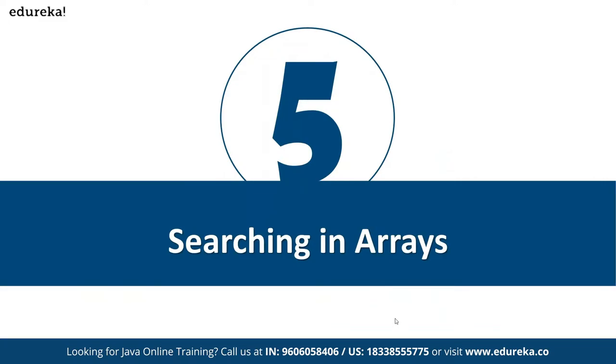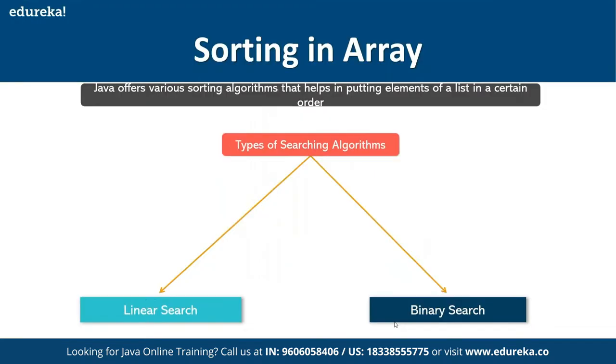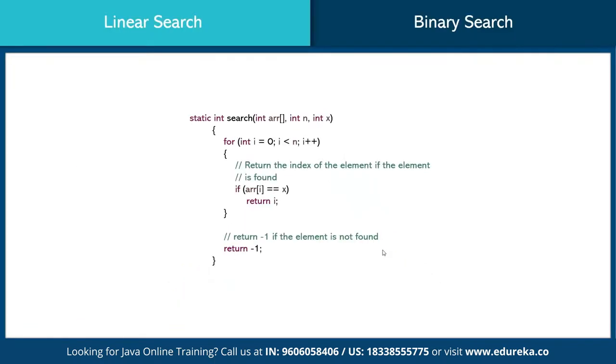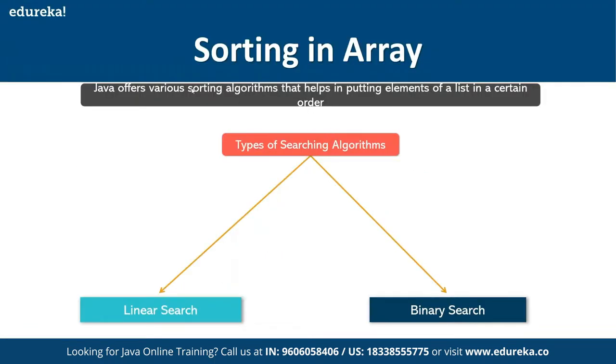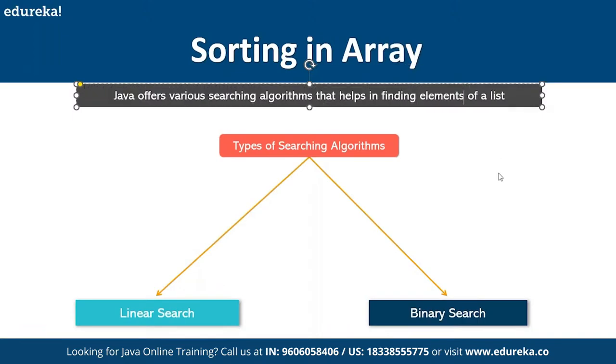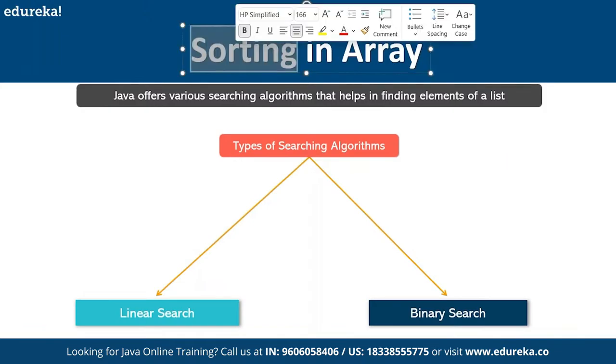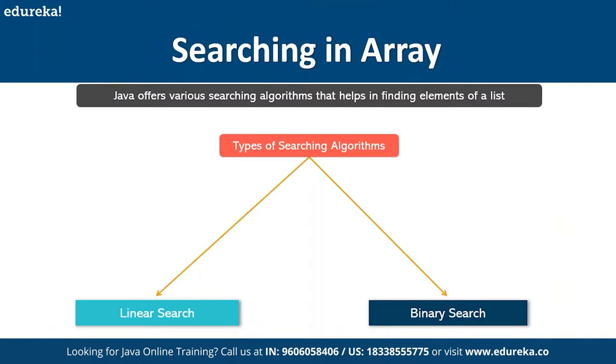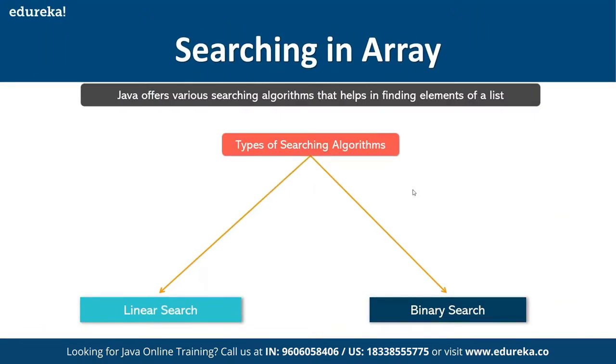Now moving on, we have the searching techniques in arrays. Java offers various searching algorithms. I said sorting earlier, but it should be searching, guys. Java offers various searching algorithms that help in finding the elements of a particular list. So that is what searching in an array is all about.